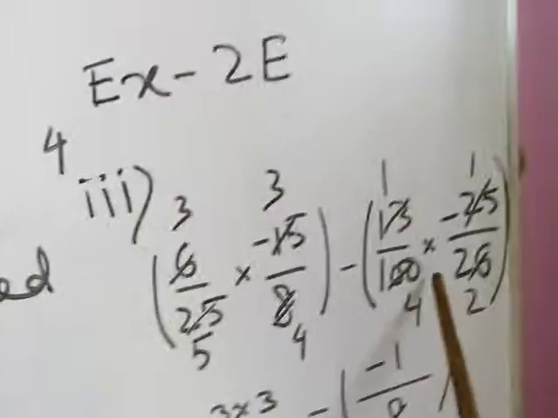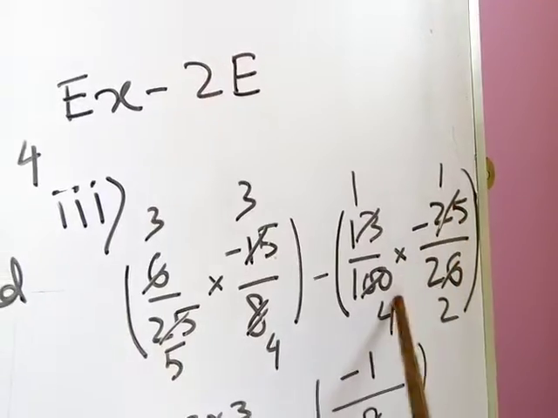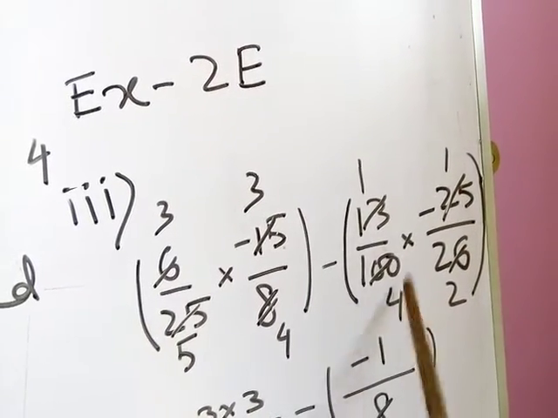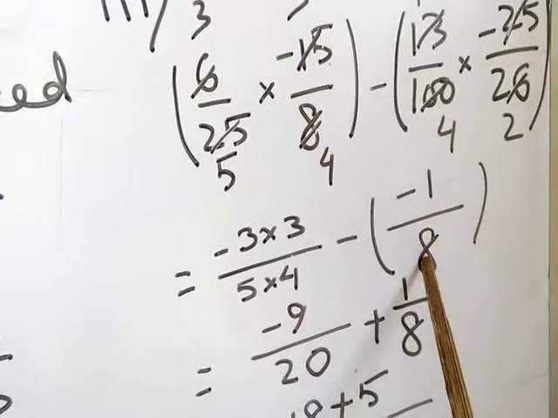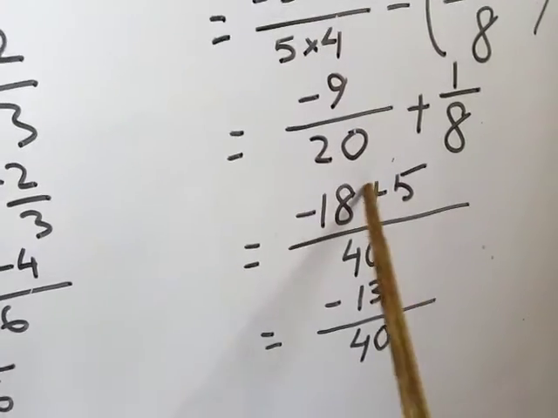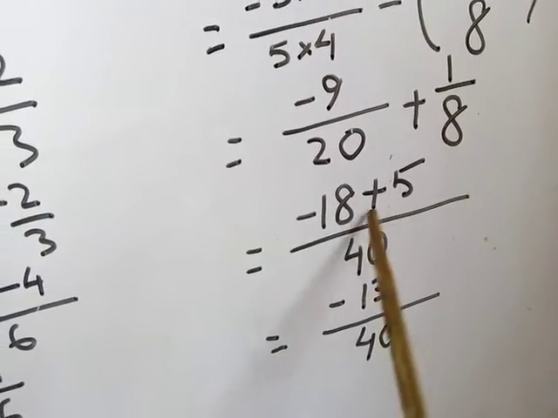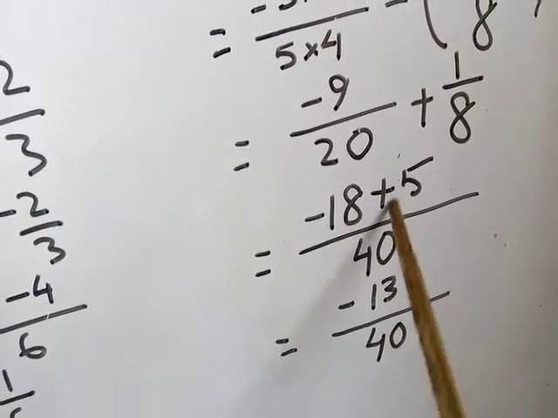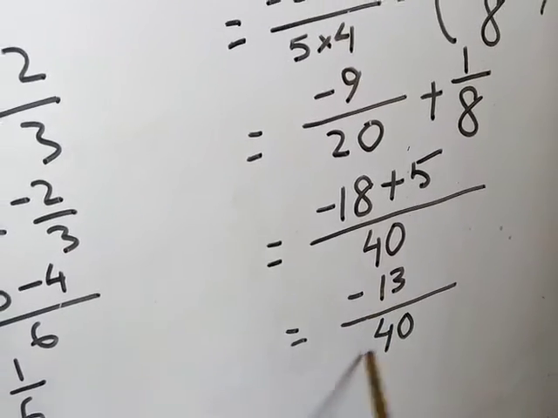And here, look, 25 and 100 cancel each other by 4, and 13 cancels with 26. Then it will be 8 minus 1 by 8. Then minus and minus will be plus. Then minus 9 by 20 plus 1 by 8. It will be minus 18 plus 5. Ultimately minus 13 by 40.